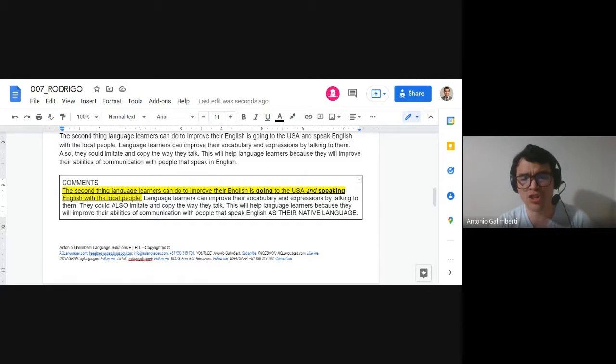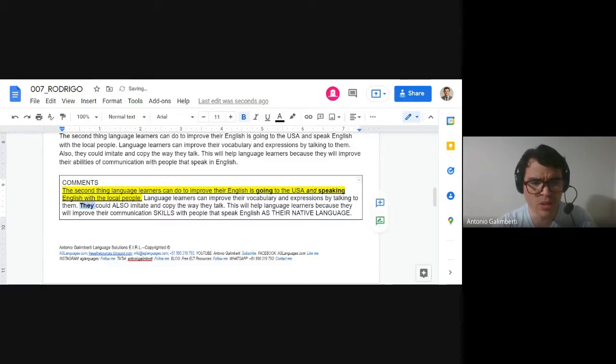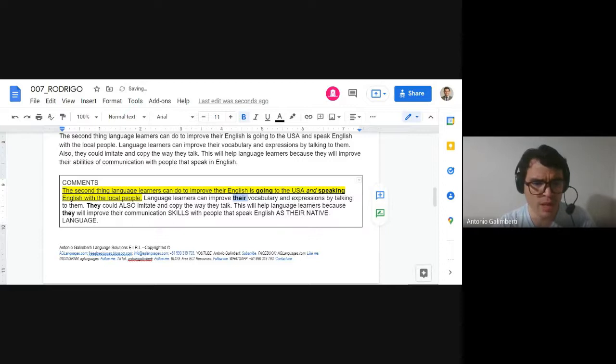This will help language learners because they will improve their abilities of communication with people that speak English as their native language. Here, "abilities of communication," I would say "their communication skills." All right. And there's something else here. Look, we have "they" here. You also have "they" here. Then you have "there" here. And you have "them" here. And all of these words, the question is, what do they refer to?